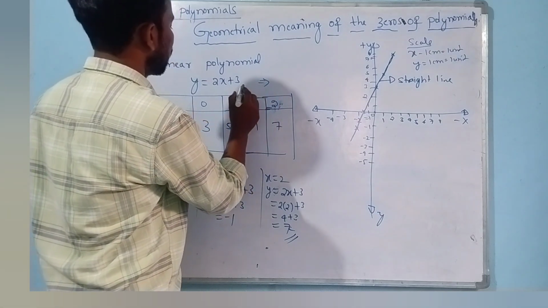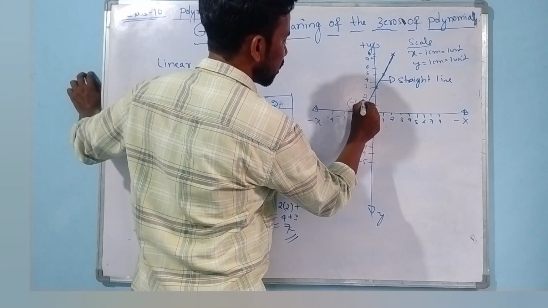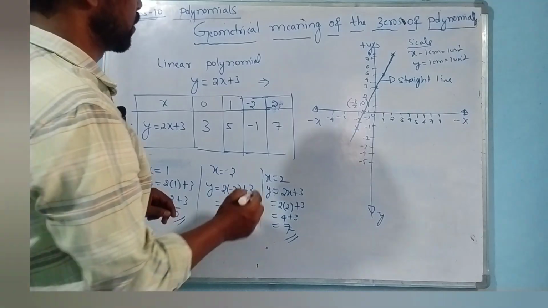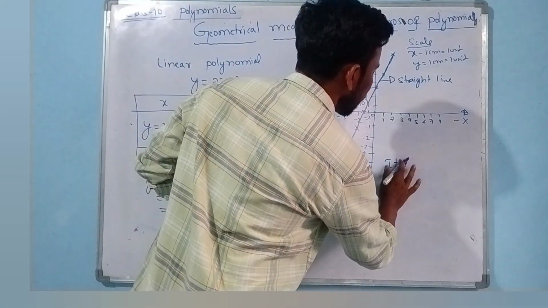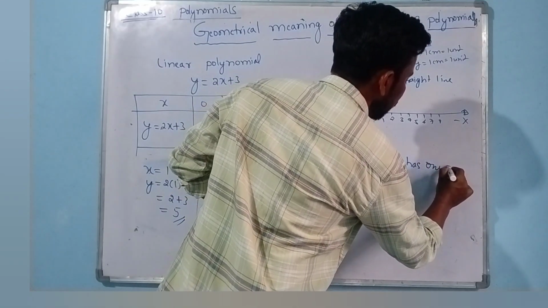From the graph, this point is minus 3 by 2 comma 0. So what is this point called? What do you have to write? Zero point.